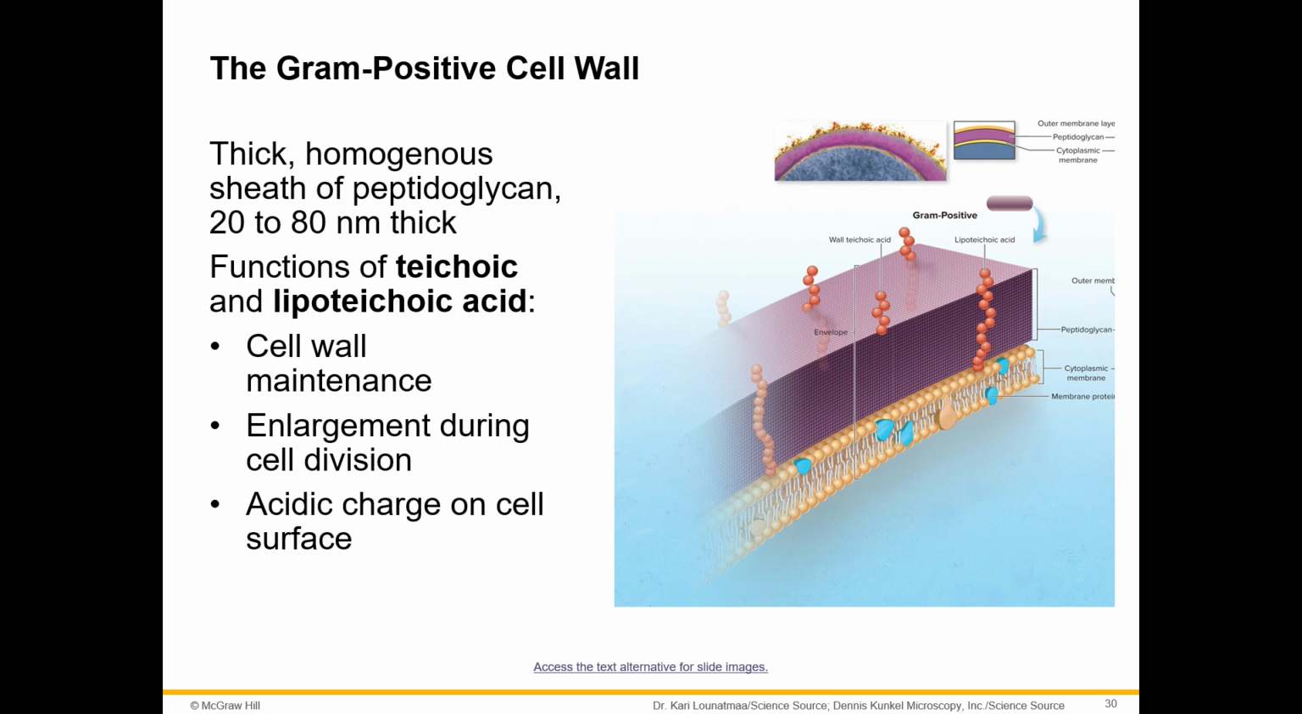So this is a picture of a gram-positive cell wall. You can see over here we have that thick layer of peptidoglycan, and then we have the cell membrane. That cell membrane is very similar in structure to the cell membrane that you'd find in our cells. But this cell wall is very thick and rigid and has that thick layer of peptidoglycan. Additionally, you're going to find some teichoic acids or lipoteichoic acids, and these are characteristic of gram-positive bacteria. Functions of these teichoic acids would be cell wall maintenance, enlargement during cell division, and it provides an acidic charge on the cell surface.